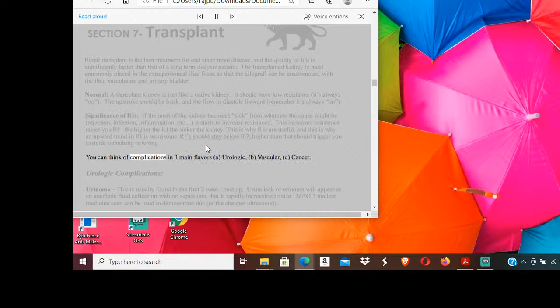You can think of complications in 3 main flavors: A. Urologic, B. Vascular, C. Cancer. Urologic complications. Urinoma. This is usually found in the first 2 weeks post-op. Urine leak, or urinoma, will appear as an anechoic fluid collection, with no septations, that is rapidly increasing in size. MAG3 nuclear medicine scan can be used to demonstrate this, or the cheaper ultrasound.